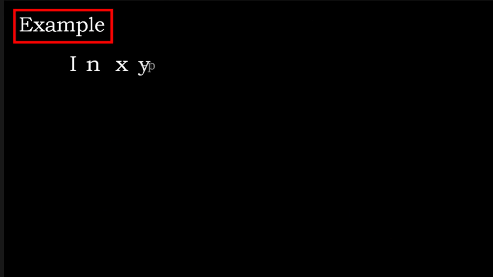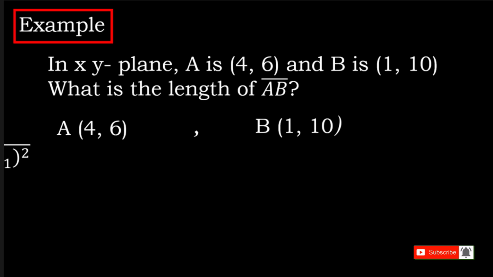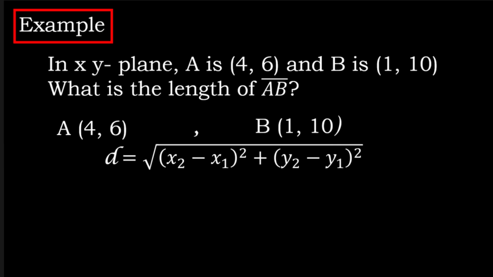Let's have an example. If we have here 2 points A and B, A is (4, 6) and B is (1, 10). So the x coordinates are what? 4 and 1. The difference between 4 and 1 whole squared plus the difference between the y coordinates 6 and 10 squared. Just square the differences and take the square root. So D is the square root of (x sub 2 minus x sub 1) whole squared plus (y sub 2 minus y sub 1) all squared.